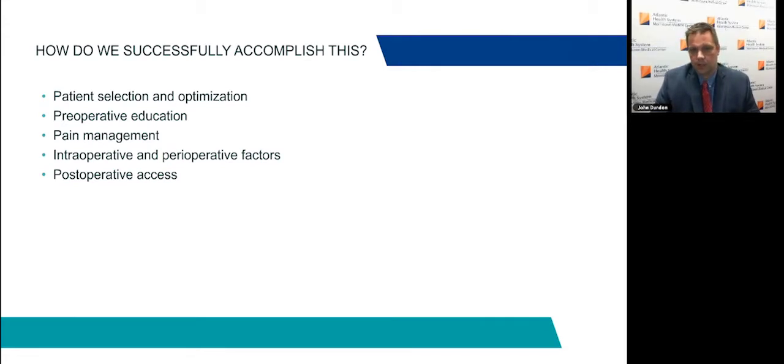And that's where the primary care docs on the other side, if they're involved and they want to be involved with this, become very, very helpful because they can help to ensure and reassure the patient this is safe, this is effective, this is part of the new norm that's going forward. So some of the big things that we have to work on, patient selection and optimization are key.